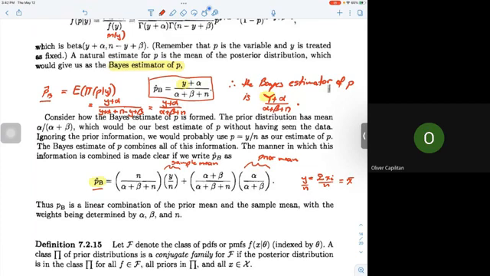Says here, consider how the base estimate of P is formed. The prior distribution has mean alpha over alpha plus beta, which would be our best estimate of P without having seen the data. Okay, that's the best estimate of P without having seen the data.